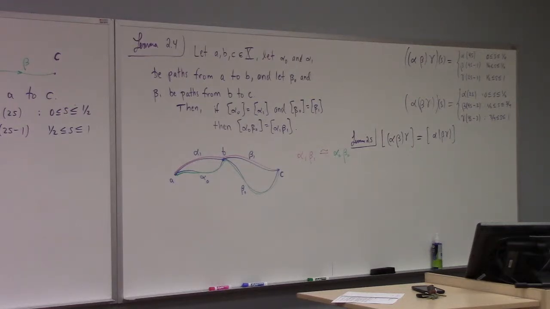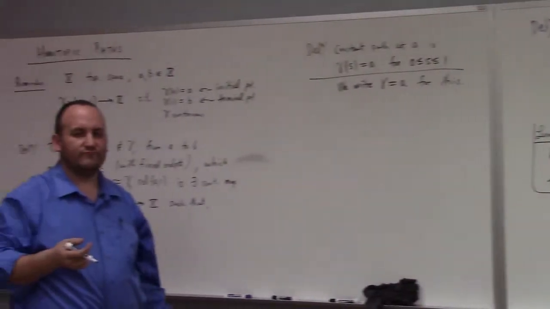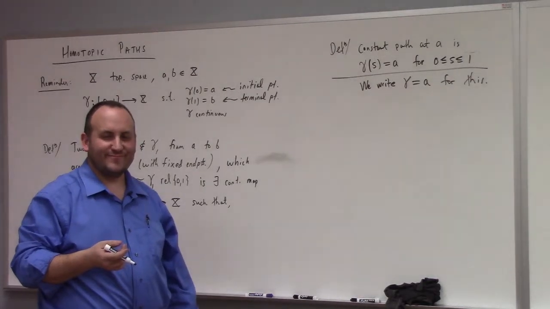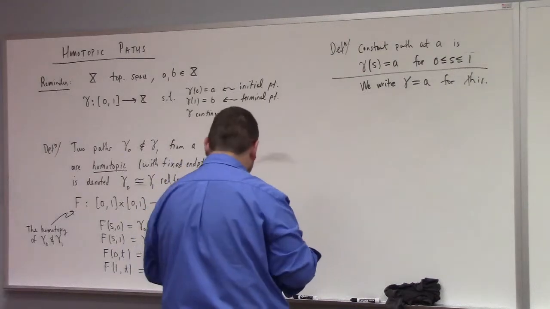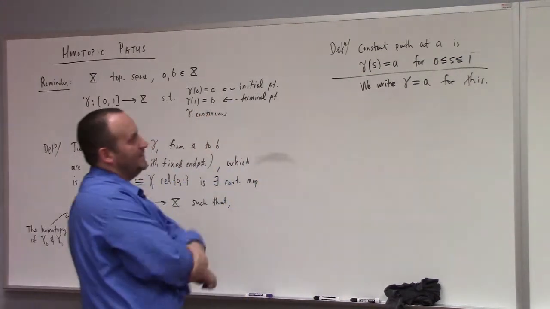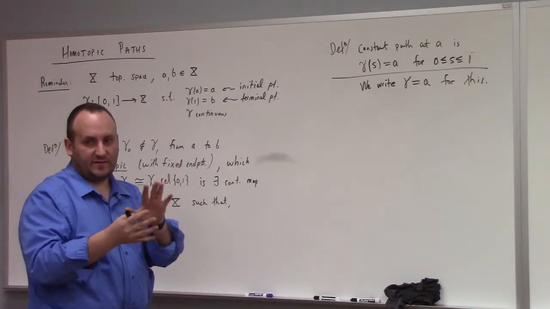So what would a constant path be? The constant path at A is gamma of s equals A. I mean, it's just dumb, okay? But here's what's not dumb. We write gamma equals A for this. Why is this meaningful? It's important because that gives us a way of joining constant paths to given paths, right?